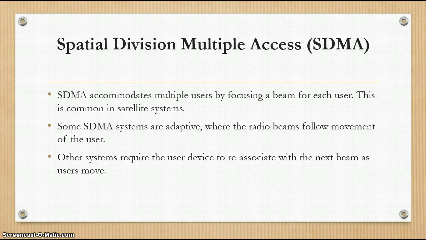SDMA accommodates multiple users by focusing a beam for each user. This is common in satellite systems. Some SDMA systems are adaptive, where the radio beam follows the movement of the user. Other systems require the user device to reassociate with the next beam as the user moves.